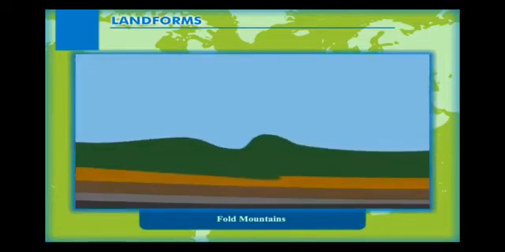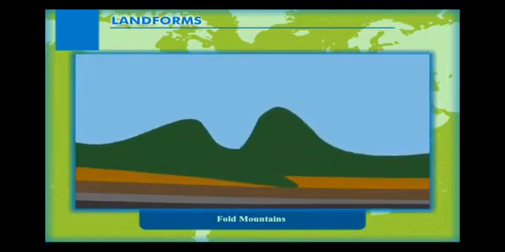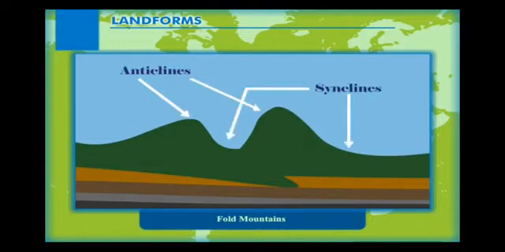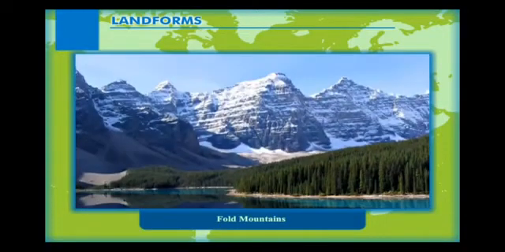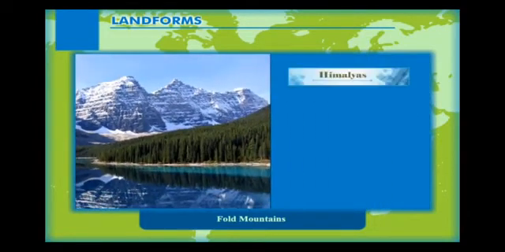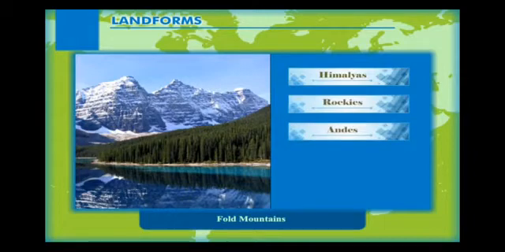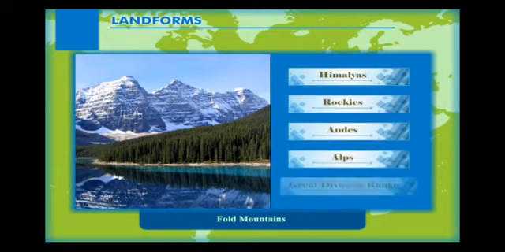Due to compression, the horizontal rock strata are compelled into a series of upward and downward folds called anticlines and synclines respectively. As most of these mountains were formed in the recent period of geographical history, they are also called young fold mountains. The Himalayas of India, the Rockies of North America, the Andes of South America, the Alps of Europe, and the Great Dividing Range of Australia are some of the examples.